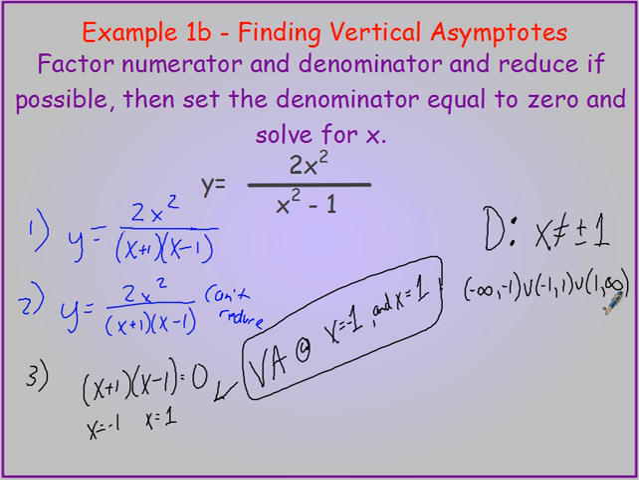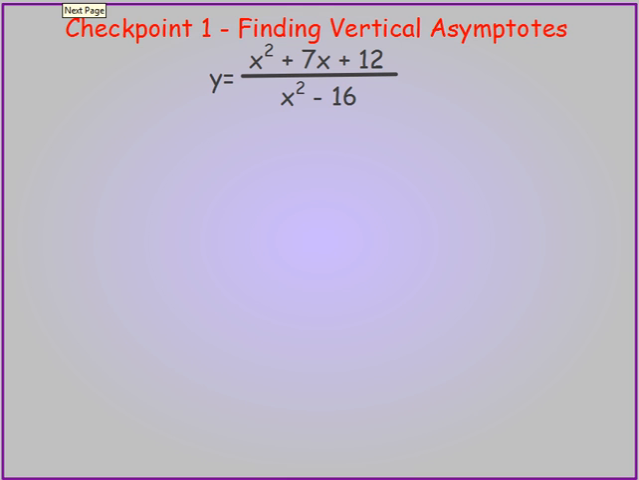Okay? Alright, do me a favor. I want you to try this one on your own. I want to know two things: where are my vertical asymptotes, and what is the domain, please. So, the first step is to factor. So, factor this for me. What do I get on the top?